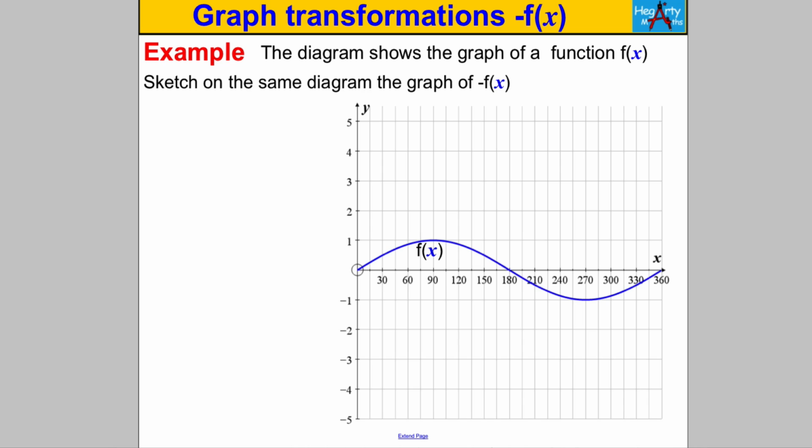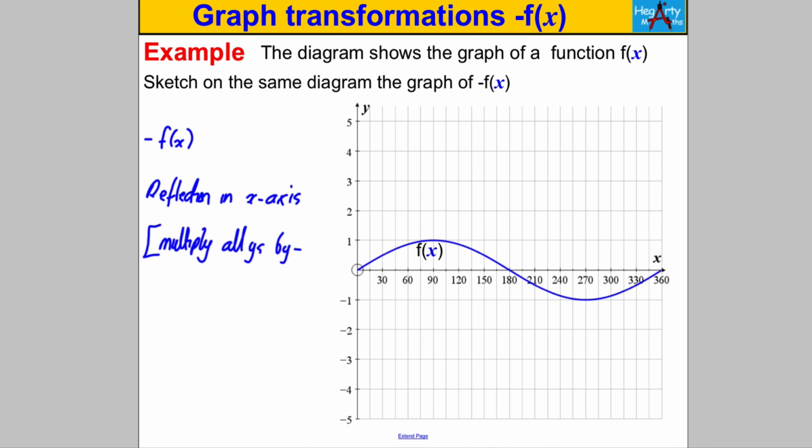Pause the video and have a think about this one. So we're given a graph of the function f of x. We're asked to draw the graph of negative f of x. So remember what negative f of x means. You're multiplying all the y numbers by negative 1. It's a straight reflection in the x-axis. And I'm going to write in brackets because sometimes it's easier to think of it like this: you multiply all y's by negative 1.